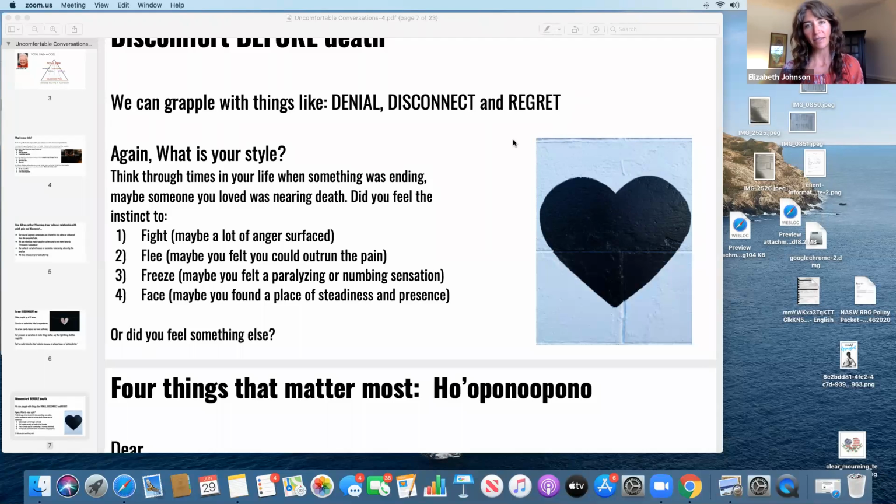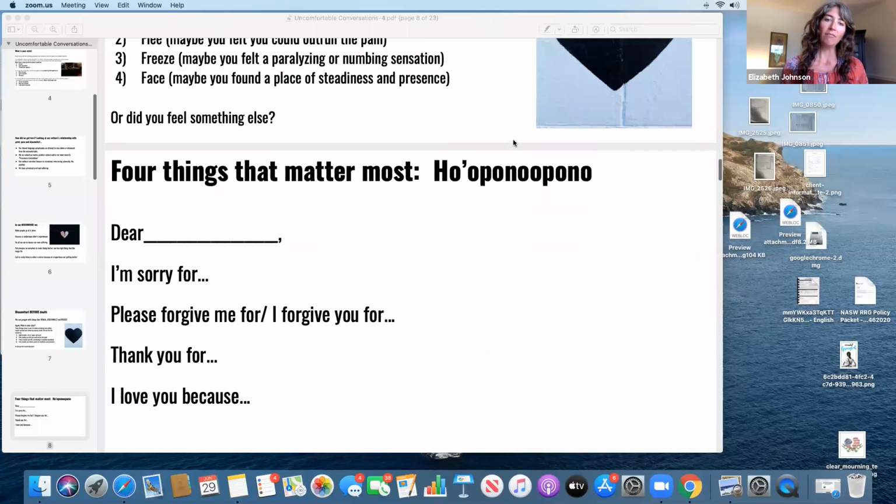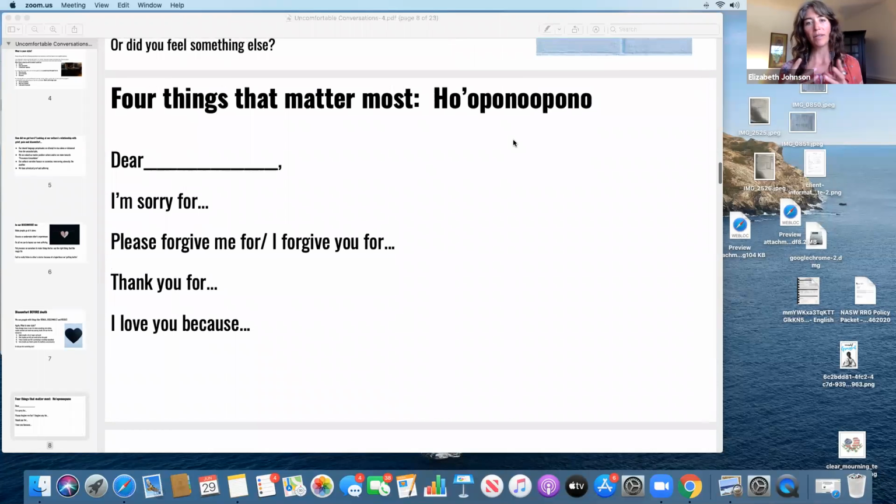So it takes practice to be with ourselves, and it takes practice to be with others, as Dean alluded to earlier in his example. So one exercise that I really love just to ground us and to get us more present, to aid in truth telling, is the Hawaiian practice of ho'oponopono. And loosely translated, this means to make right.